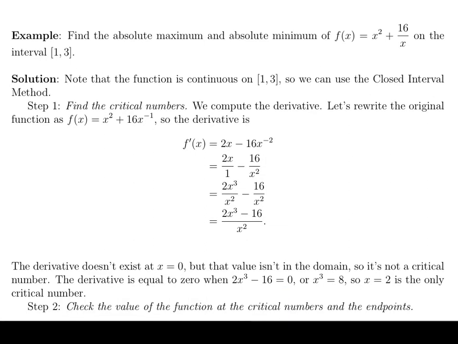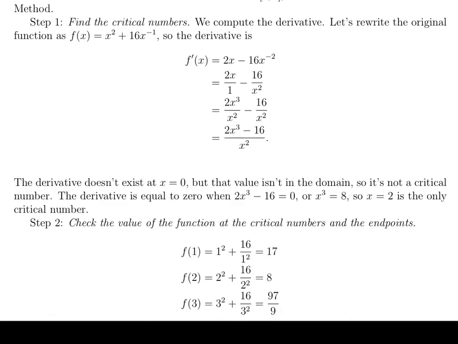Okay, so now we're going to check the value of the function at the critical numbers and at the endpoints. So we've got our critical number 2. We've got our endpoints 1 and 3. Let's plug all three of those numbers, 1, 2, and 3, back into the original function. So I've done that. Remember that 1 and 3 were the endpoints, and 2 is the only critical number we ended up with. And we plug them in, we get these three values. We got 17, 8, and 97 over 9. You should work out these numbers, make sure they're correct.